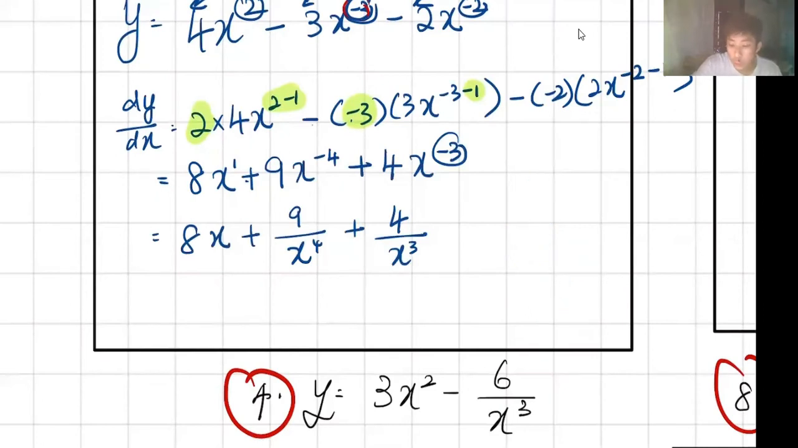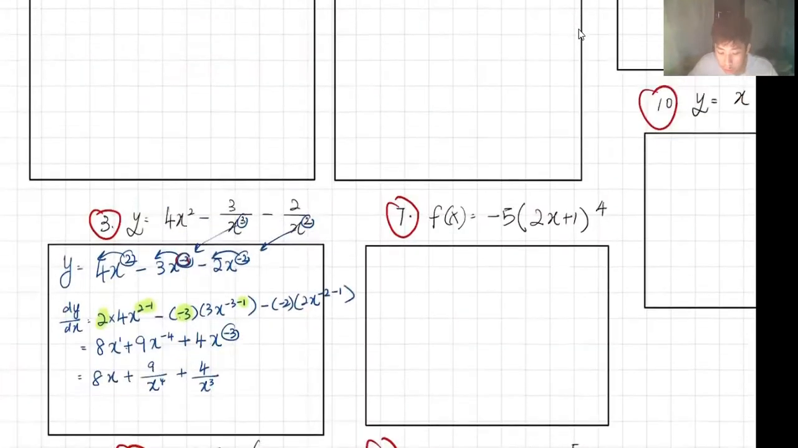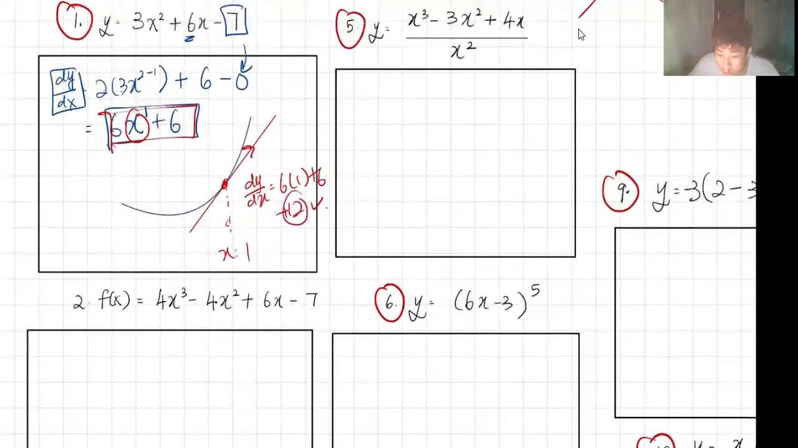I want you to know how to do it. So this is one trick you can learn. This is number 3. What's the next question? I'm supposed to do number 5.